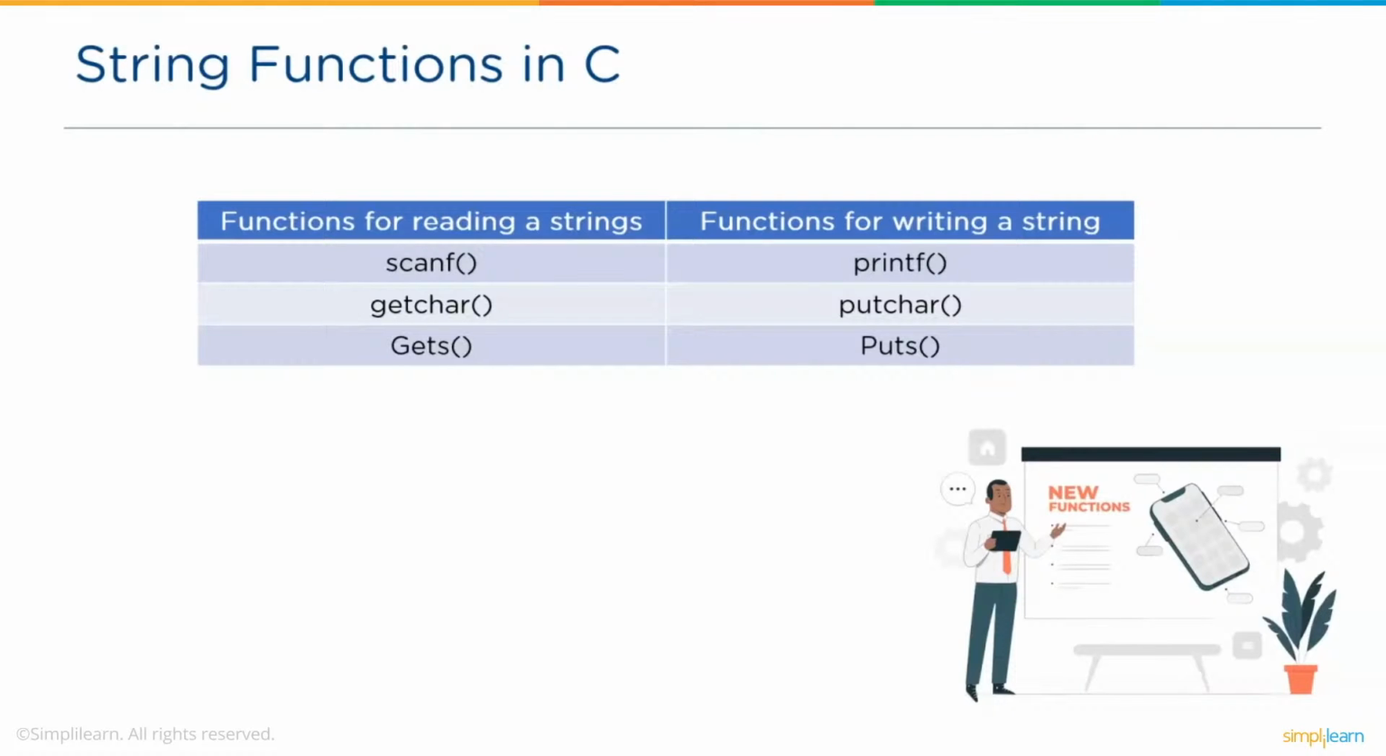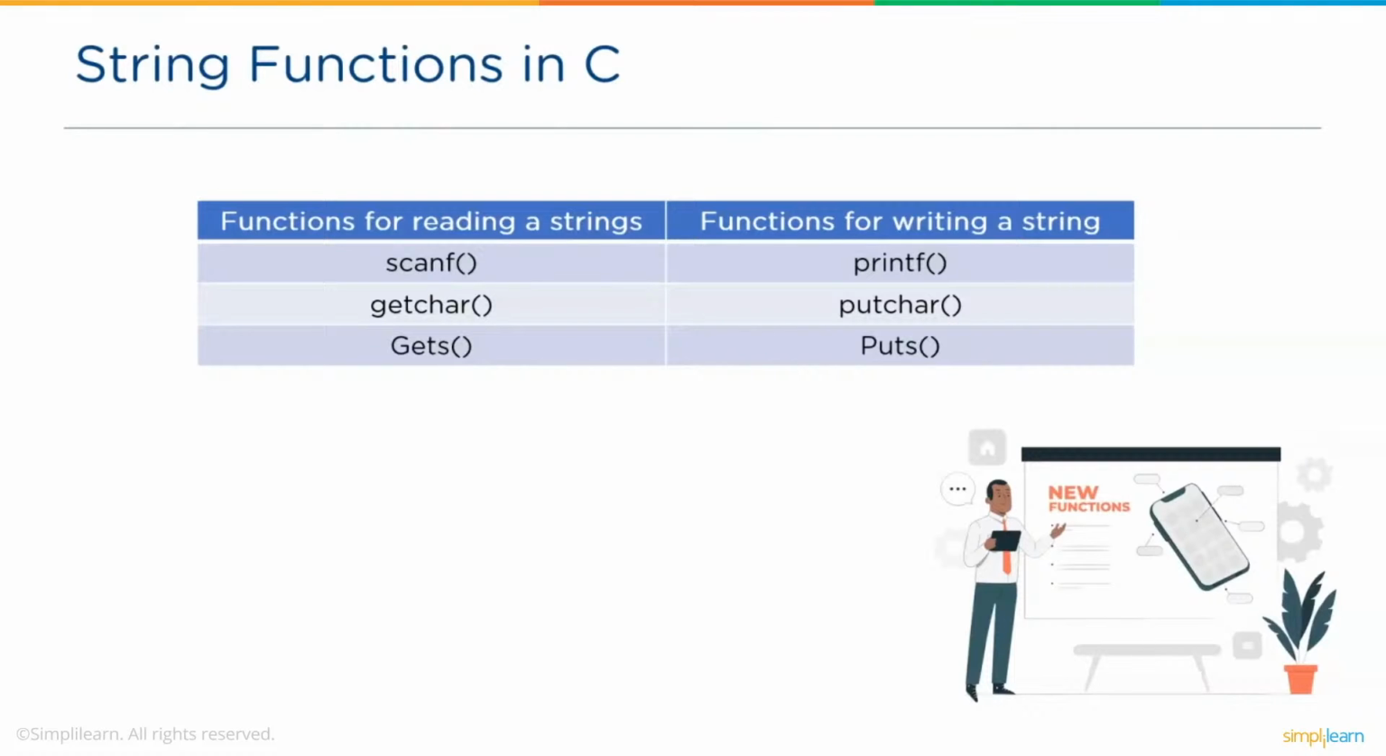Next, the getchar function reads a single character at a time from the terminal. Once the whole string is read, it is stored as an array in the memory. Following, we have the gets function defined in the stdio.h header file that reads characters until it finds the newline character and adds a null character to the string.